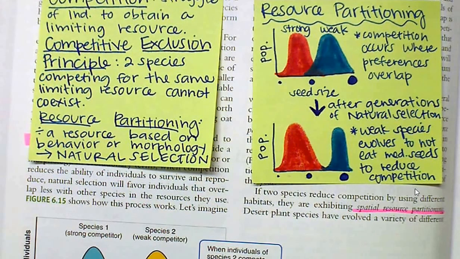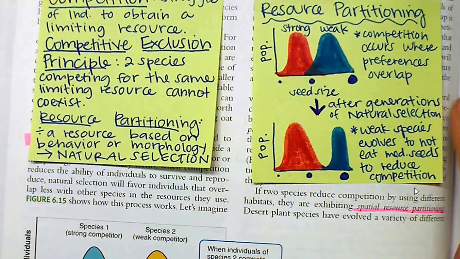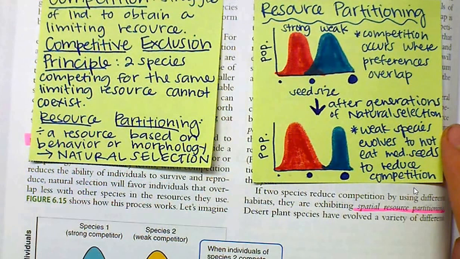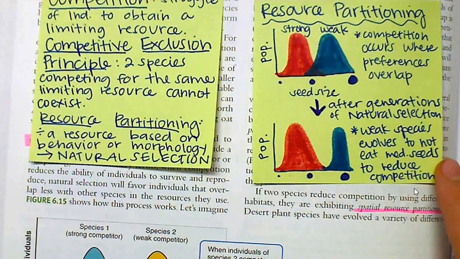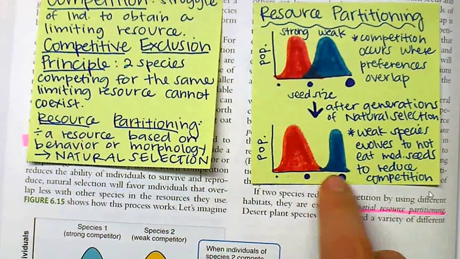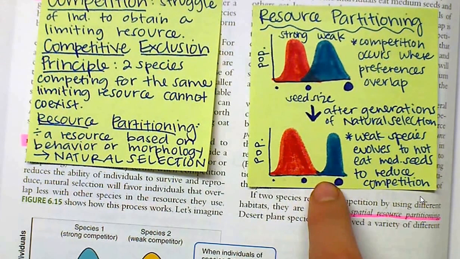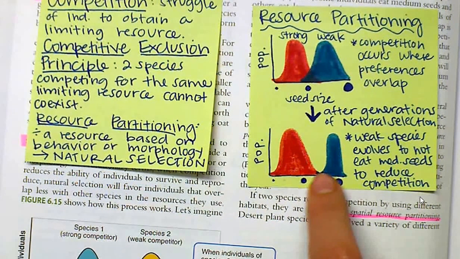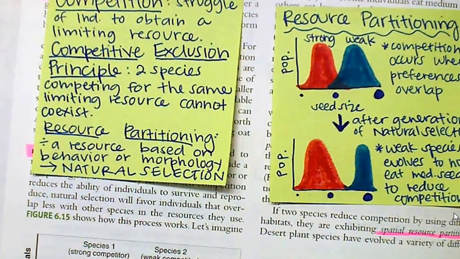Now, after lots of generations of natural selection, eventually the weaker species is going to evolve to not eat the medium-sized seeds in order to reduce competition. So the strong population is going to be the same, and the weaker species has actually just kind of scooted over and limited their preferences for the medium-sized seeds. That way they don't have to worry about it.